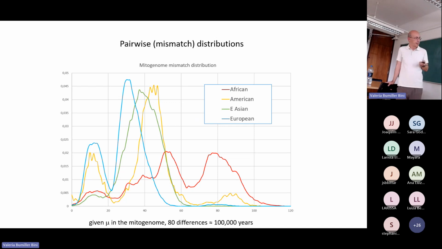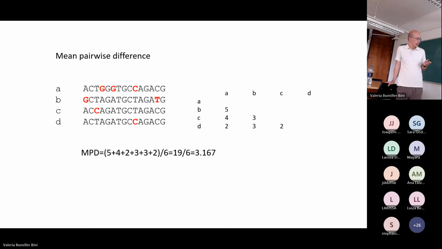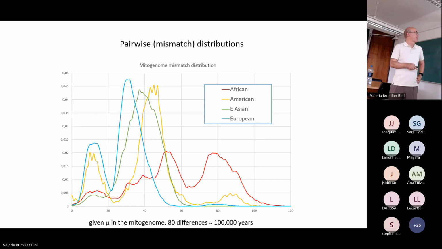Here we have this average, but we also have a distribution. Here we have this distribution in which 2 appears twice, 3 appears twice, and we have one case of 4 and another of 5. This is now for mitogenomes, the mismatch distribution in different continents.